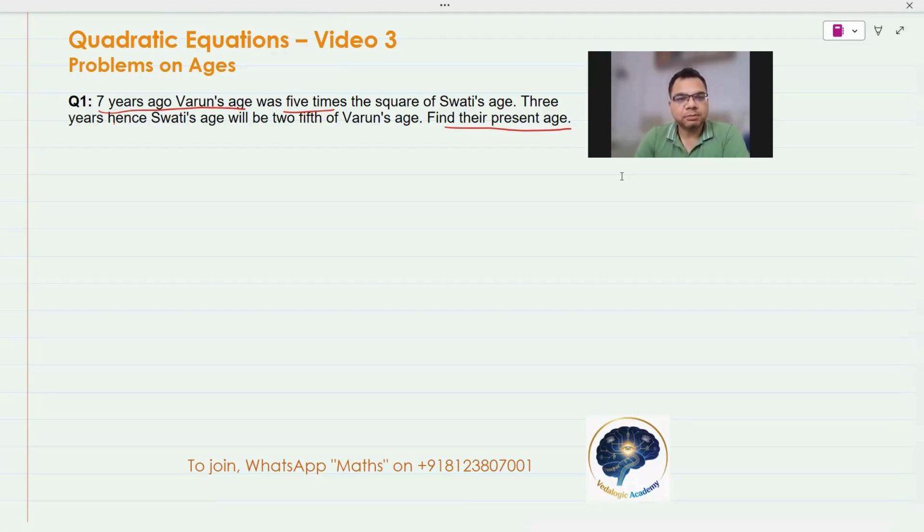So let's see the present age. So we are talking about Varun and Swati. So present age, let's say, is x and y. So 7 years ago, it was x minus 7 and y minus 7, right? I have decreased 7 from both the ages so that we get the ages at 7 years back.